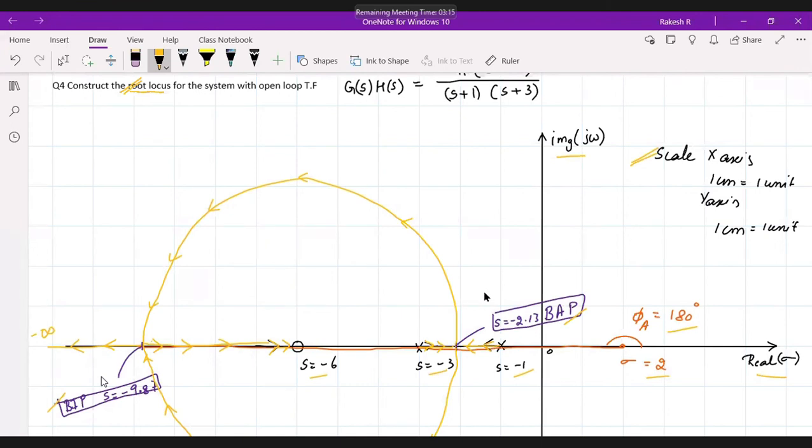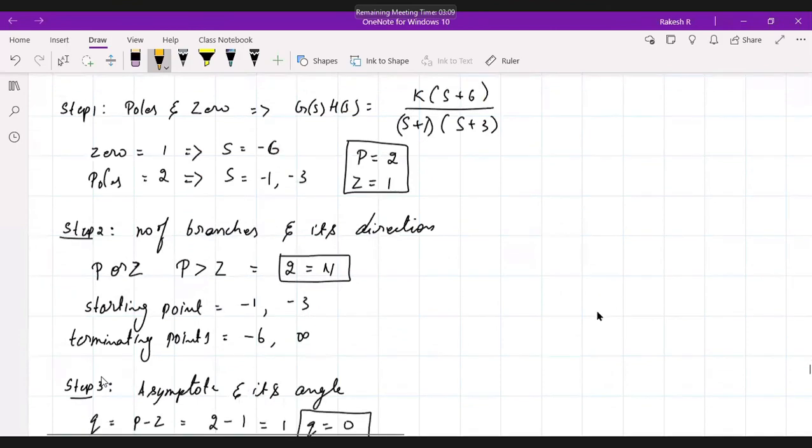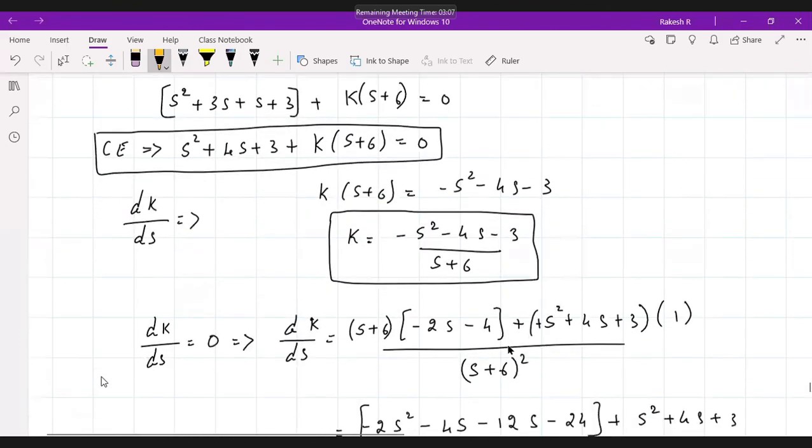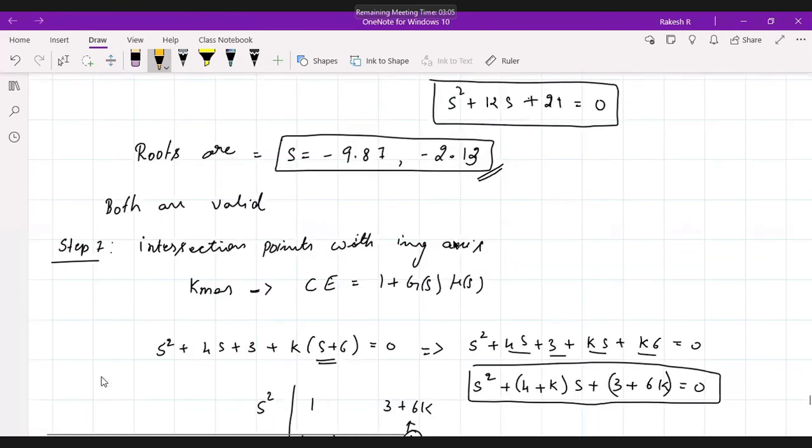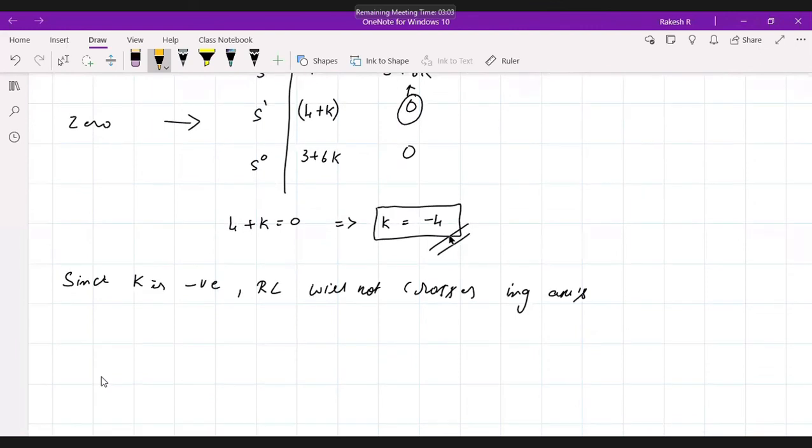So what about K marginal, sir? K marginal, we won't be having any K marginal value because K marginal is minus 4. Right? It is minus 4 here. When we have the negative value, there will be no marginal value because the system is completely stable. Yes, when the system is completely stable, it will not cross the imaginary axis there.